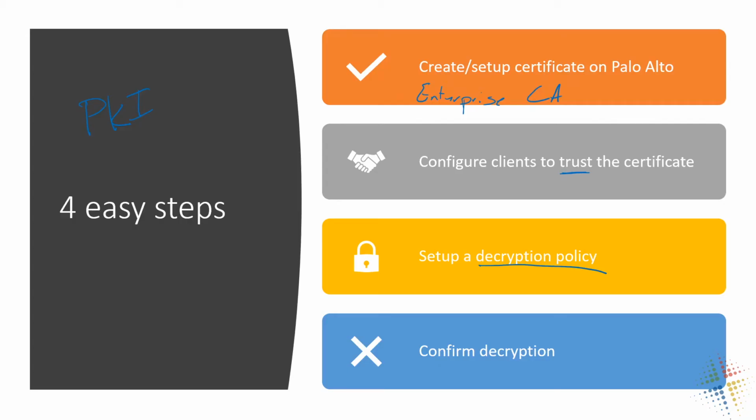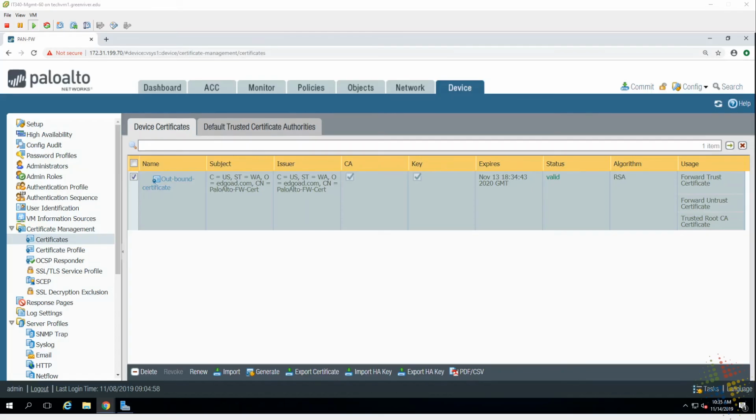There we go. Okay, so that was step number one of our 4 easy steps. Step number 2 is to configure our clients to trust the certificate. In order to do that, we need to export this certificate and then import it on our clients.